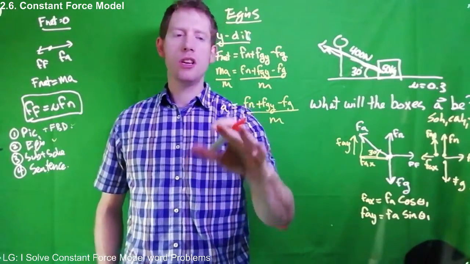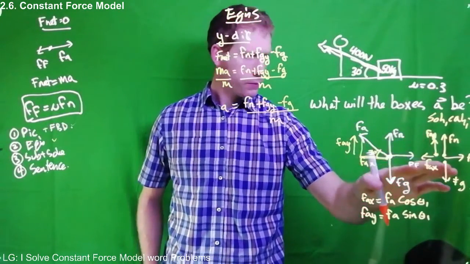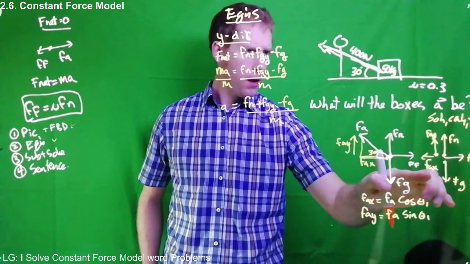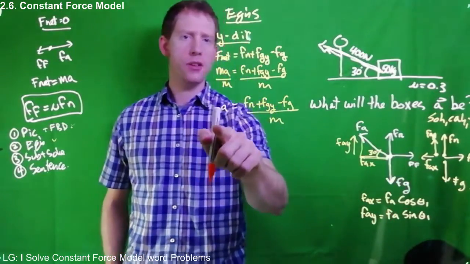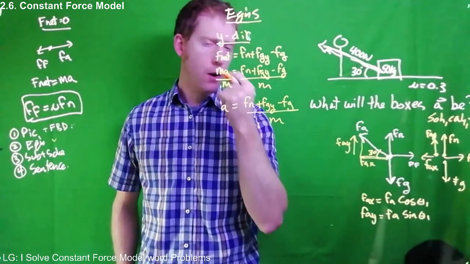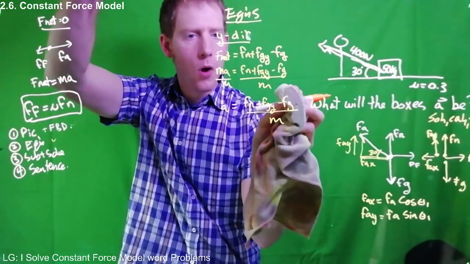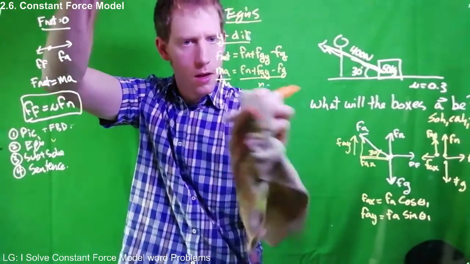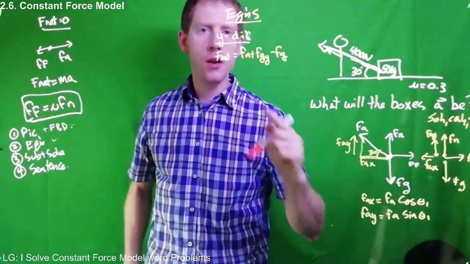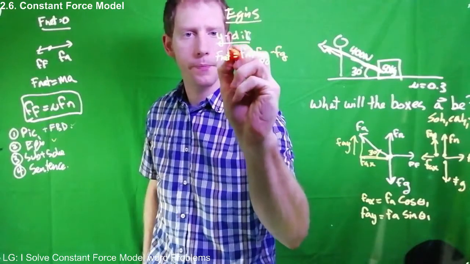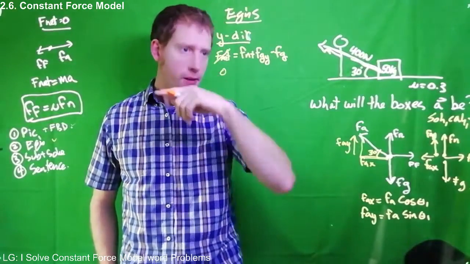Now you may think you can just use this equation and find it, but we can't, because we actually know that F net in the y direction is going to be 0, because he's not going to lift off the ground. So in this case, we know that F net is going to be 0 because he's not going to lift off the ground. And we can use this.